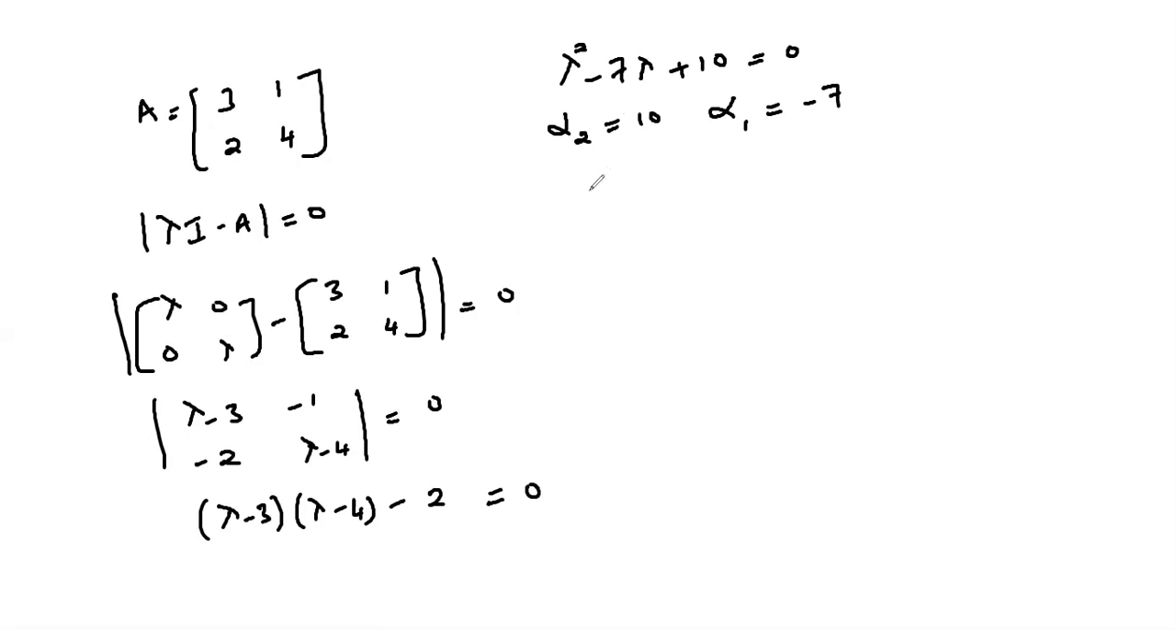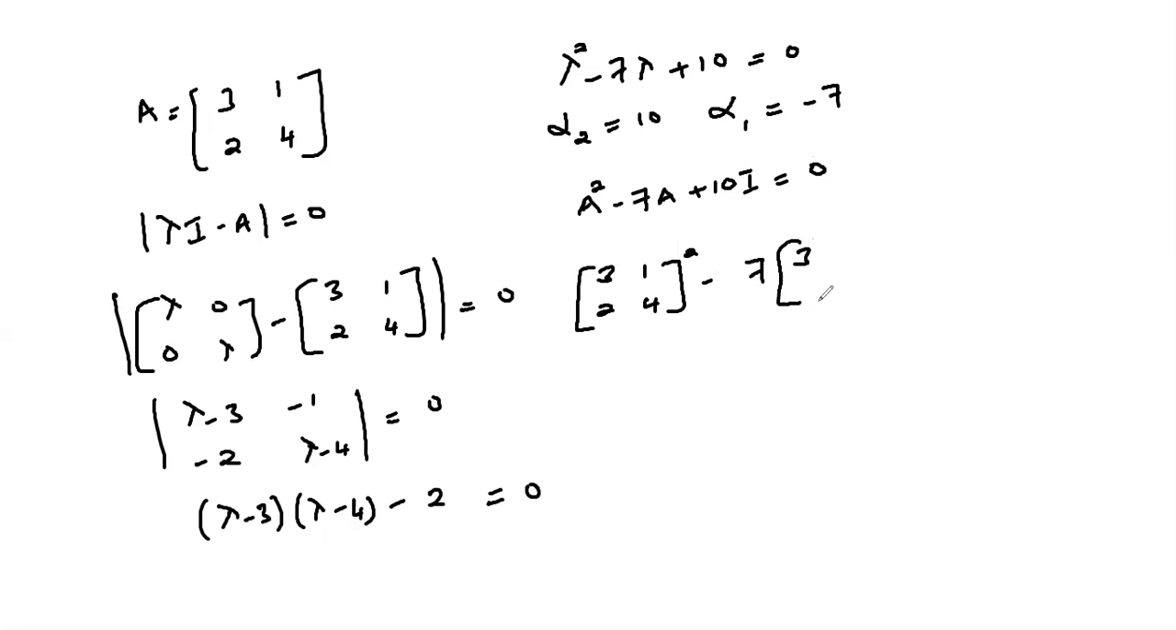If we take the characteristic equation and substitute for lambda with A, then we can write A squared minus 7A plus 10I equals 0, which upon expansion gives our matrix A, which is [3, 1; 2, 4] squared, minus 7 times A, which is [3, 1; 2, 4], plus 10 times I, where I is an identity matrix of the same order as A. That means a 2 by 2, [1, 0; 0, 1], equals 0.